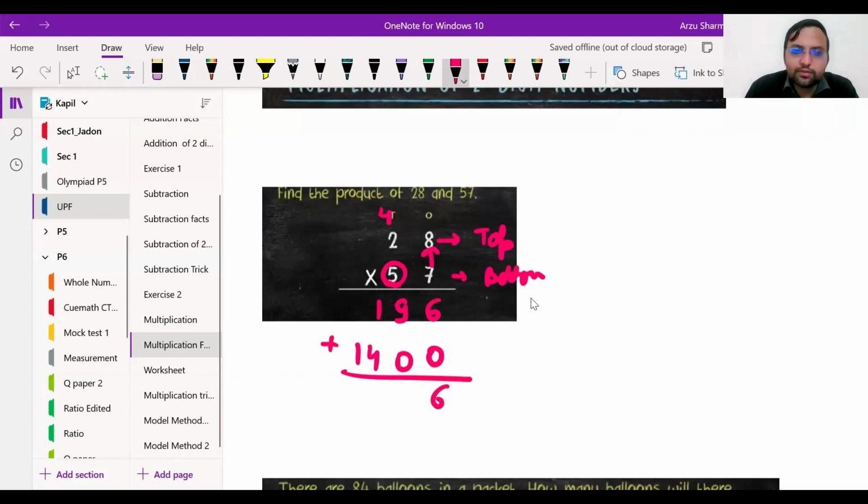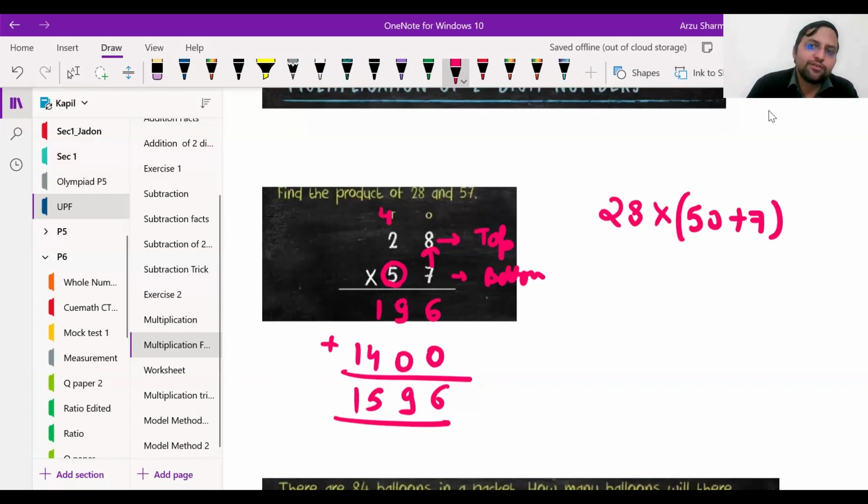So eventually we are going to add these two. What are we doing exactly? We are actually multiplying 28 with 50 plus 7, which is 57. First we are multiplying 28 with 7, which gives us 196. Then we are multiplying 28 with 50, which gives us 1400. And eventually we are adding these two.